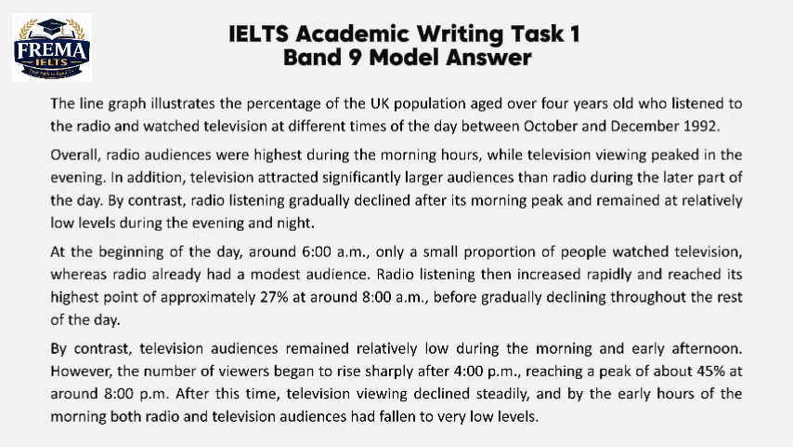Our writing task 1 is now completed, but let me analyze and explain my answer paragraph by paragraph so you can clearly understand why this response can achieve a high band score. In the first paragraph, I introduce the graph by paraphrasing the question clearly. Instead of copying the original task, I use academic vocabulary such as illustrates and percentage of the UK population. I also include the key information, the 2 media types, the population group, and the time period. For a high band score, the introduction must be concise, accurate, and written in your own words with correct grammar.